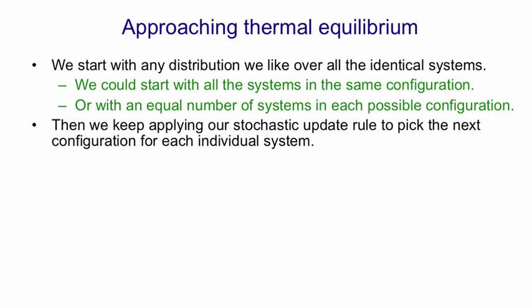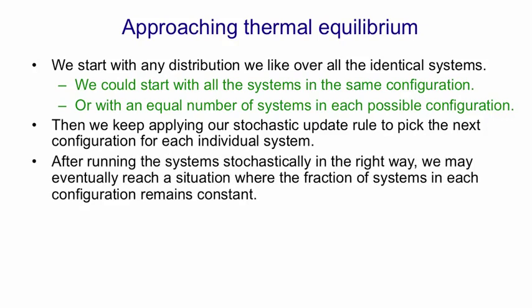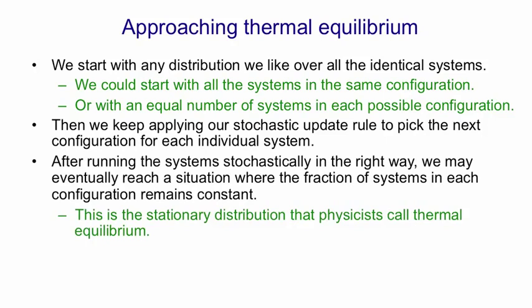We keep applying that stochastic rule, and after we've run the system stochastically in this way, we may eventually reach a situation where the fraction of the systems in each configuration remains constant. In fact, that's what will happen if we have symmetric connections. That's the stationary distribution that physicists call thermal equilibrium.